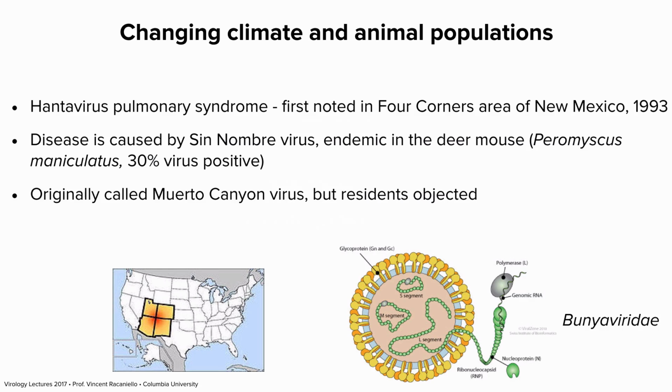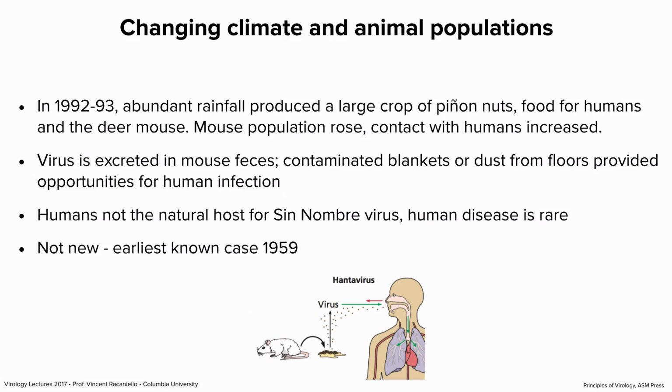And again, this had never been seen in the US, so what's going on? Why haven't we seen this? Well, turns out in 1992, there was a lot of rainfall, and this caused the piñon nuts to increase in number. So piñon nuts, people like to eat them. They're delicious. You cook with them. Wonderful stuff. But also mice like piñon nuts. So as the piñon nut population increased, so did the mouse population.